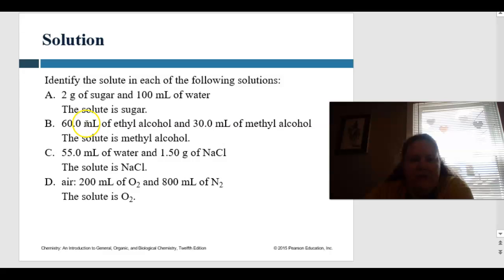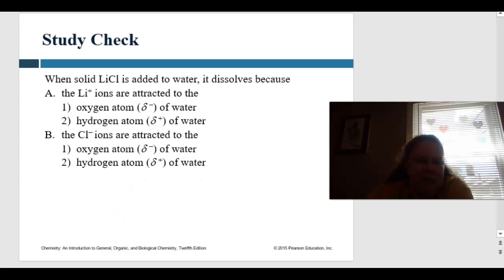All right, so for A, the solute is sugar, it's much bigger. For B, the solute is methyl alcohol. For C, the solute is sodium chloride. And for D, the solute is oxygen. Great job. All right, let's try again.